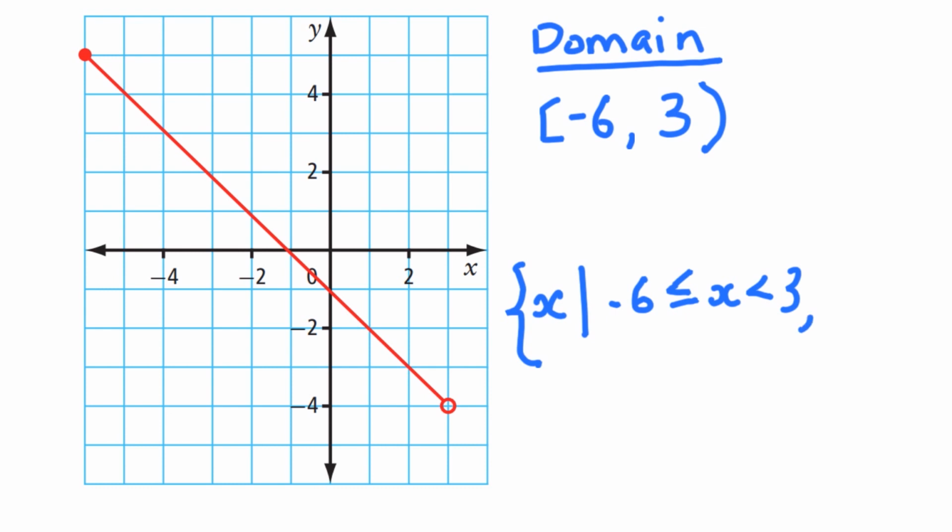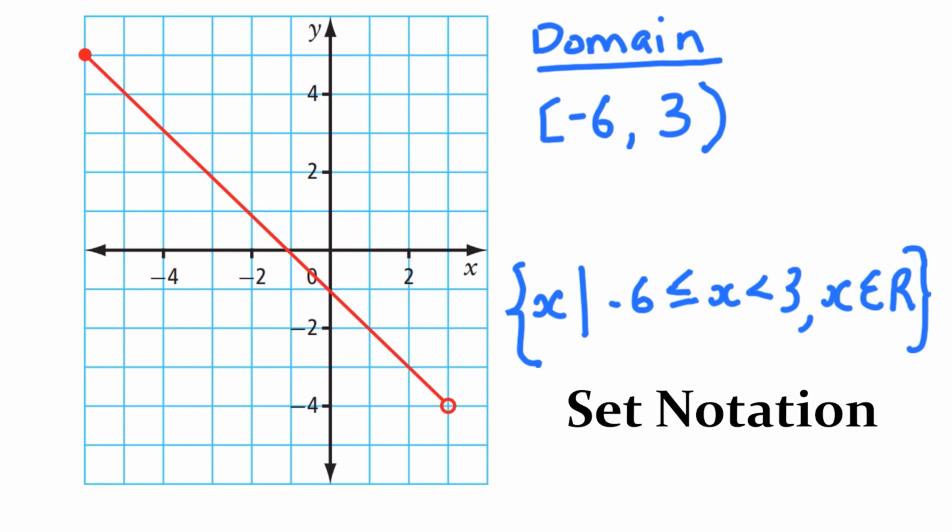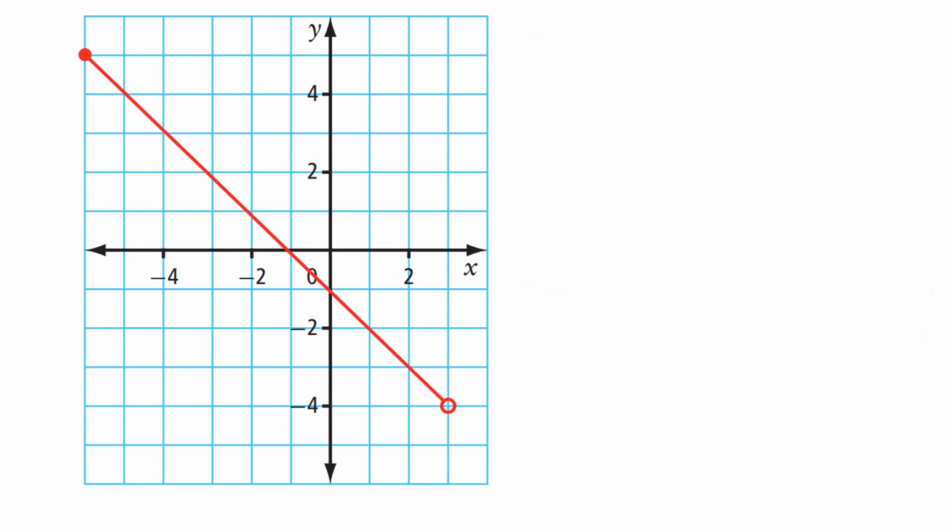And then I just need to write one more thing, and that is x belongs to all real numbers, and then I'm going to close my curly bracket. So that is just another way of writing it. I know it looks a lot longer, but it's just something we have to become comfortable with. So that was the x-axis for domain. If we're dealing with the y-axis up and down, we call that the range.